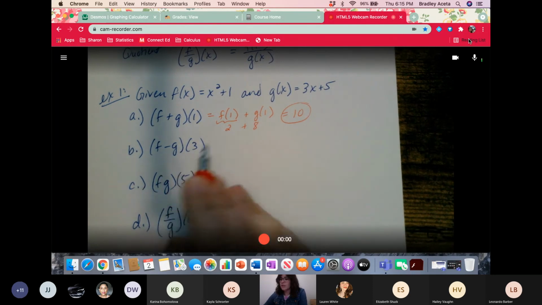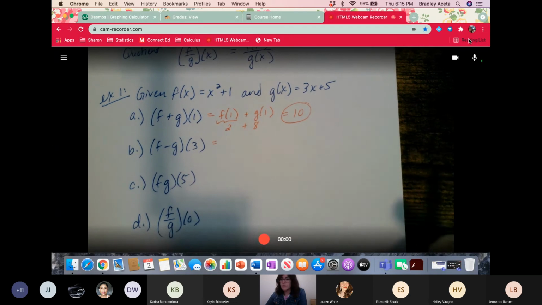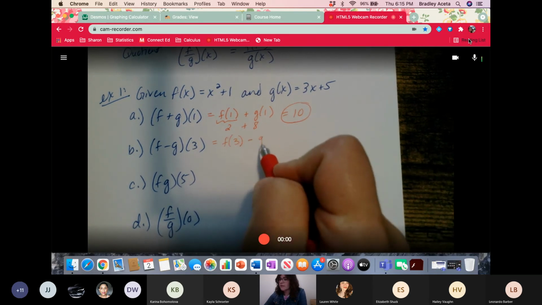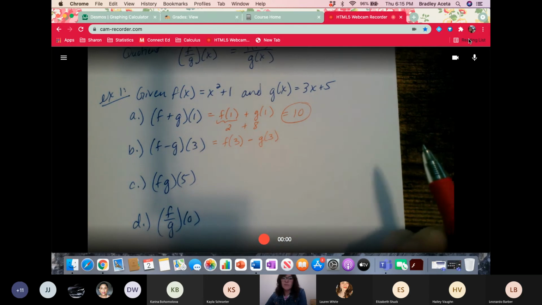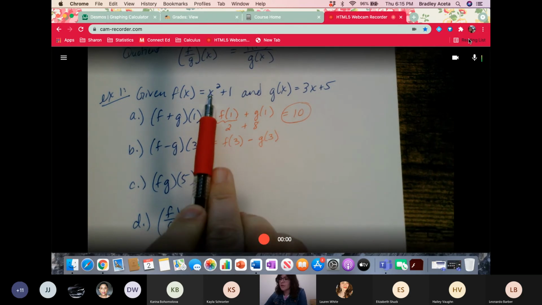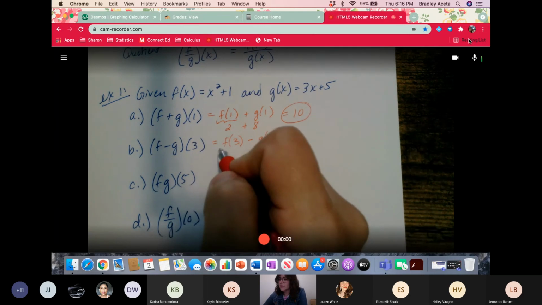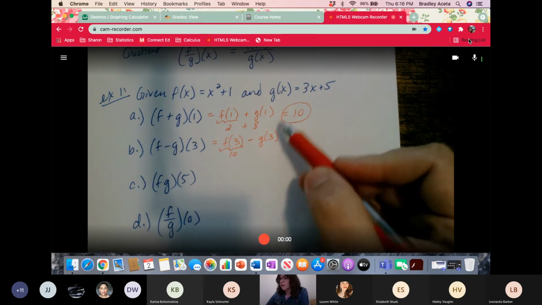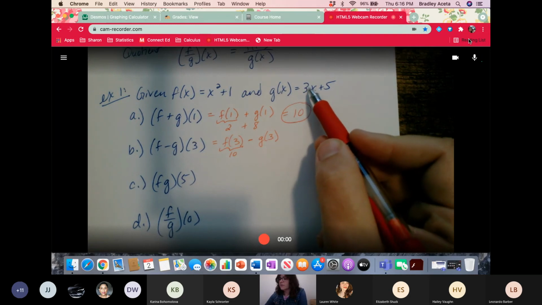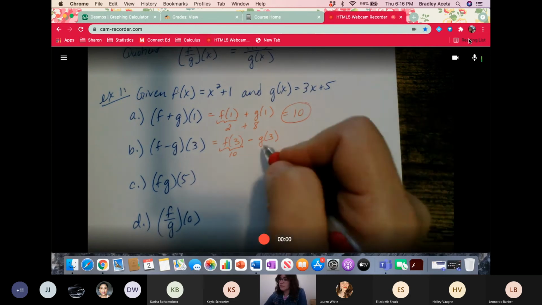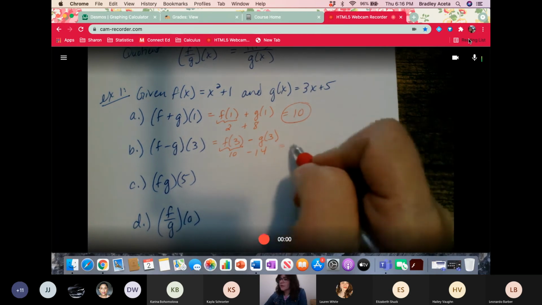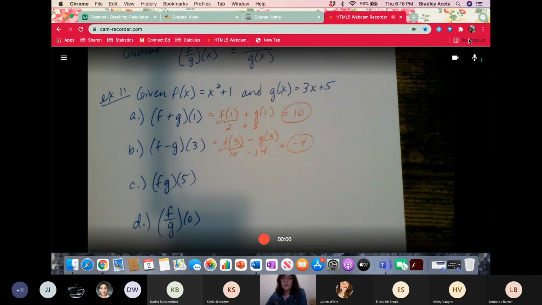Let's do f minus g of 3. So again, that's the same thing as saying the f of 3 minus the g of 3. So again, we're going to plug a 3 into the f. 3 squared is 9. 9 plus 1 is 10. So this is 10. We're going to plug a 3 into the g. 3 times 3 is 9. 9 plus 5 is 14. So 10 minus 14, negative 4.